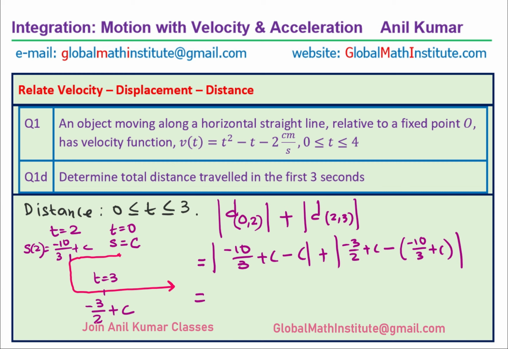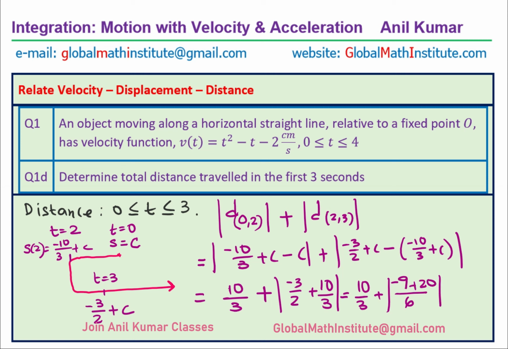c and c get cancelled, as you can see. So here we have minus 10 over 3 becomes plus 10 over 3, absolute value, right? c and c cancel. We have to add to this the absolute value of minus 3 by 2 plus 10 by 3, correct? Which is 10 by 3, and now this is to add. So we can take a common denominator of 6. So we get minus 9, and here we get plus 20.